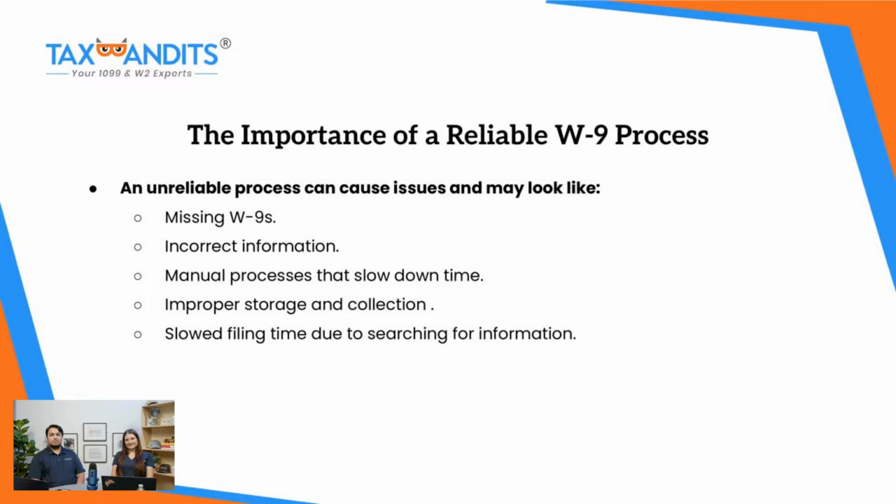So starting off, the importance of a reliable W-9 process. An unreliable process can lead to a lot of issues. This might look like things like missing W-9s, having incorrect information, and just a manual process where it's just pushing paper and just slow. Maybe not having the right storage or collection capabilities. And with a lot of that, a lot of it's going to just include more working time for you, more working time for your team. And it's just not a good look if you're disorganized and have everything all over the place or have any incorrect information.